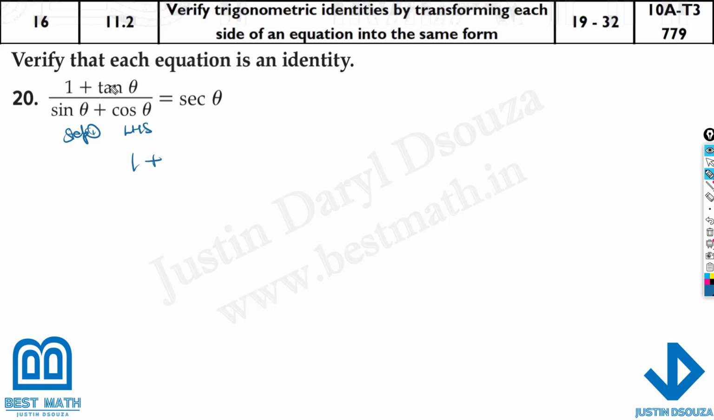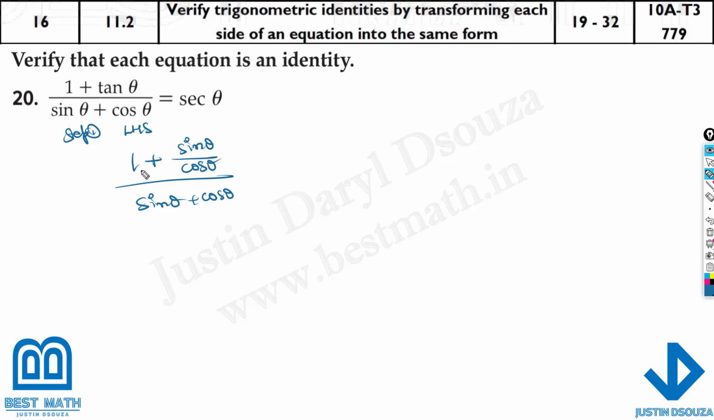Step 1 here, LHS. What am I going to do? Tan is sine theta by cosine theta, divided by sine theta plus cosine theta. See, the right side, we don't have much to work with. So we have to get this simplified now. You can see it's a whole number over here. There is a fraction. So what we can do is we can get the denominator same. How do we get this denominator over here? There's nothing. It's a 1.